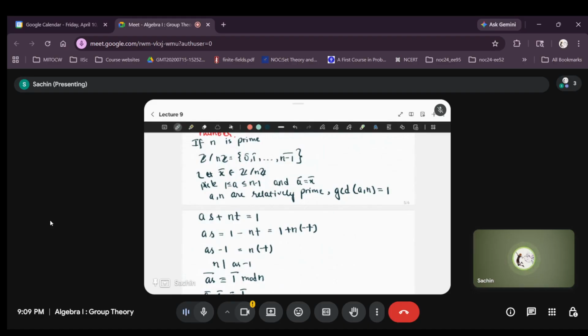Yeah, so you can always find some integer s and t such that as plus nt is equal to 1 if a and n are relatively prime. Then as plus nt is equal to 1 means if you take mod n, as mod n plus nt mod n is equal to 1 mod n, but nt mod n is 0 because it's a multiple of n. So as mod n is equal to 1 mod n. That means they are in the same equivalence class. Only problem here is that this s can be an integer that is not within 0 and n minus 1, right?